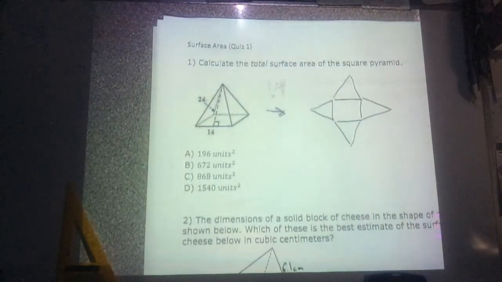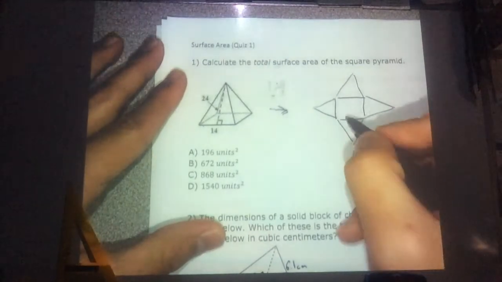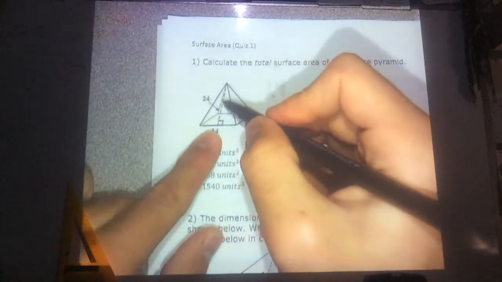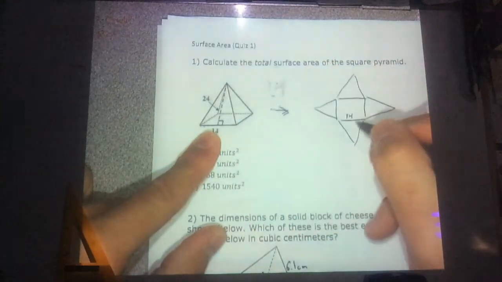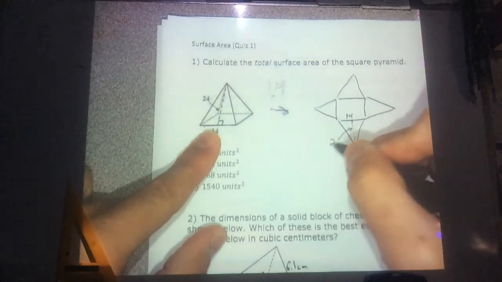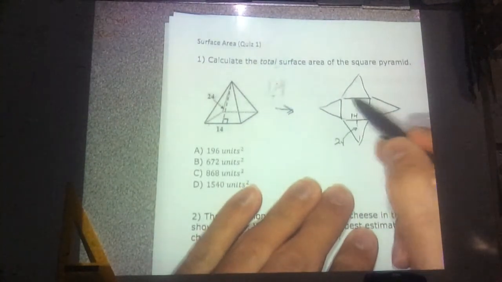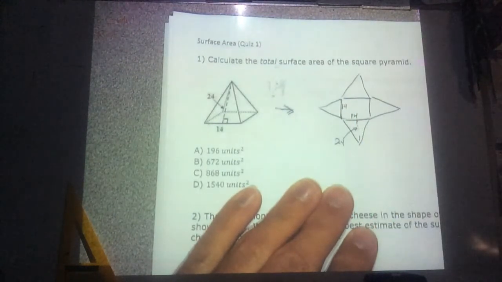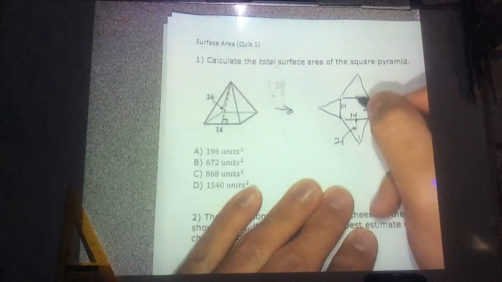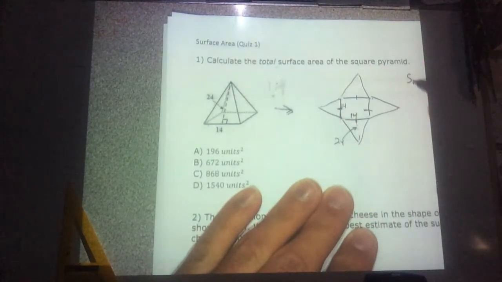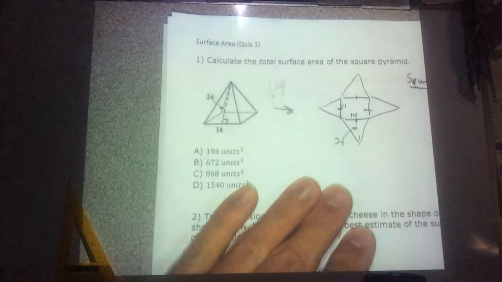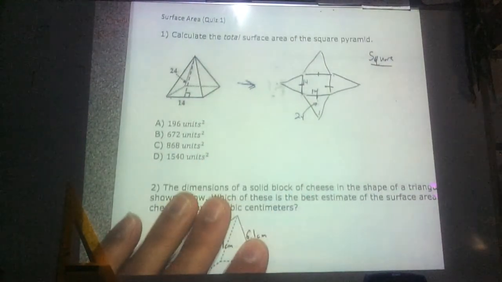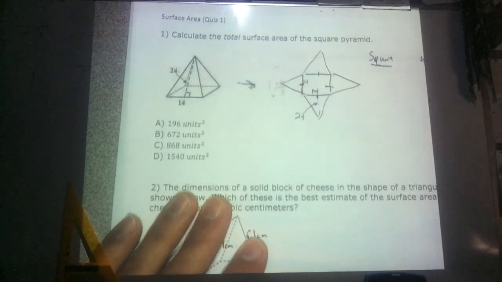and this might help me out a bit, because now I know that this is 14, and the height of one of these triangles is 24. So, if I know that this is a square pyramid, I know that this is also going to be 14, because all sides in a square are equal to each other. So I can figure out the area of the square, and then also the area of the 4 triangles, the lateral sides.